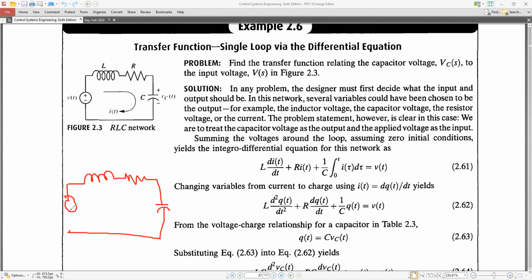We can change this one like this. That is plus, that is minus. VCS. We have changed this one. L is here, R is here, C is here, and VS and VCS. Find the transfer function using the capacitor VCS and VS. So first of all, we'll change this one.